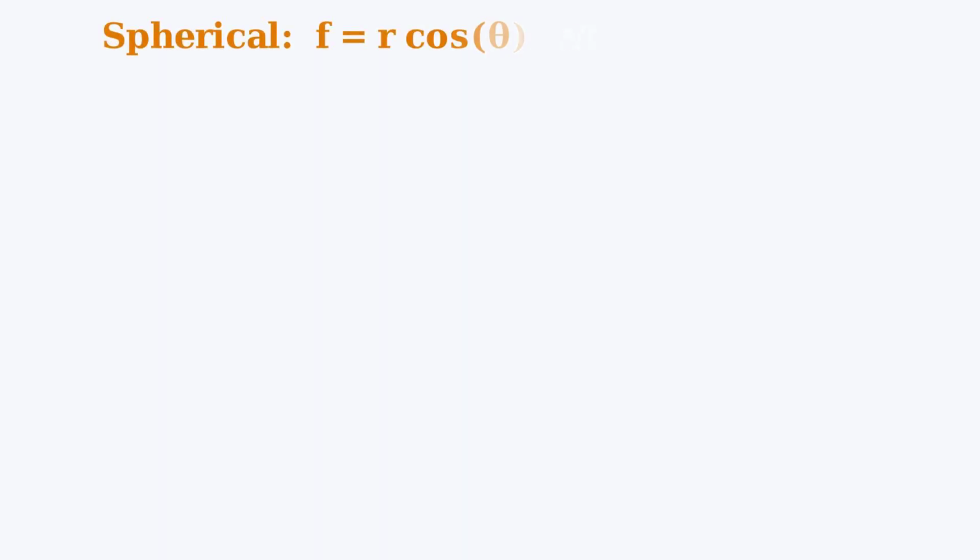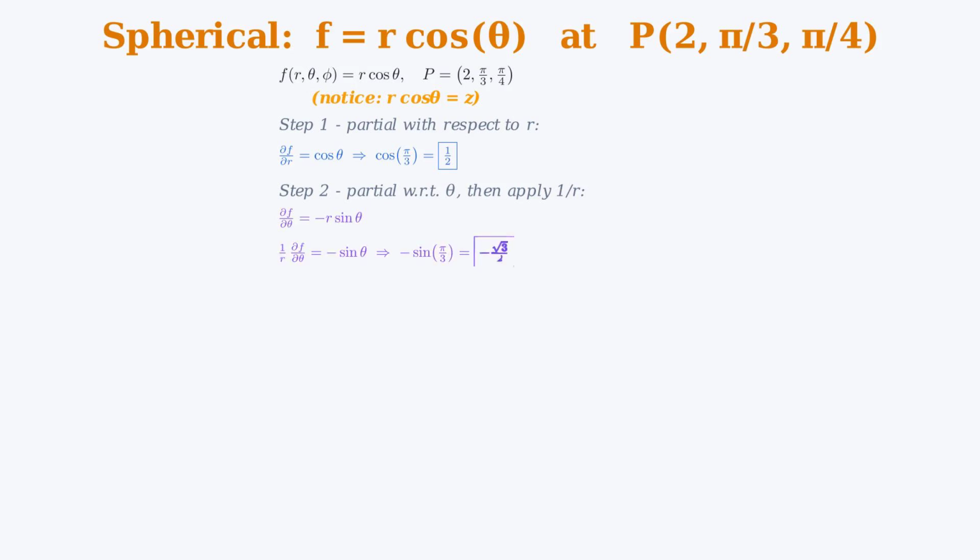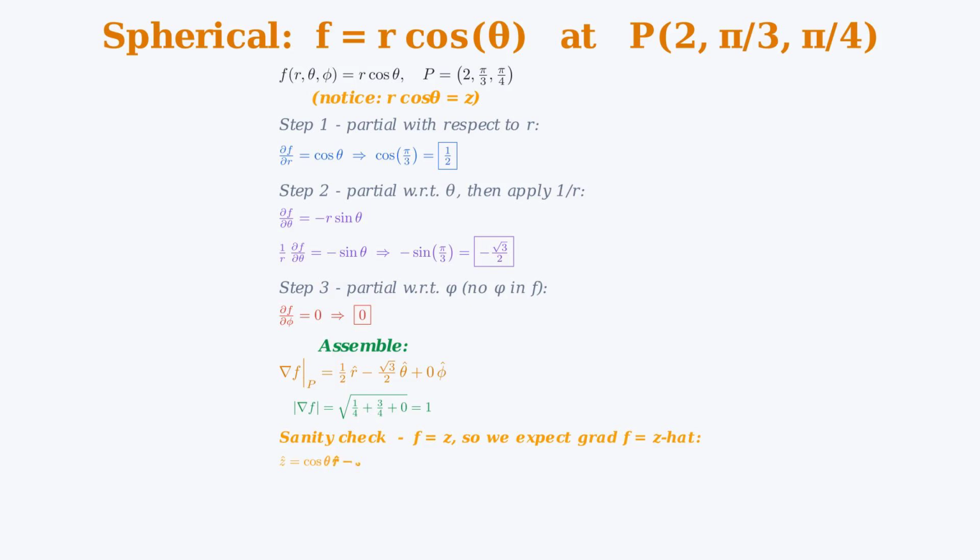Worked example 2, spherical. Take f of r, theta, phi equals r times cosine of theta. Our point is p equals (2, pi over 3, pi over 4). Before we compute, recognize this function. In spherical coordinates, z equals r cosine theta, so f is just z dressed up in spherical clothing. We already know that the gradient of z is z hat. After applying the spherical formula and the unit vector identity, we should land back at z hat. This is our sanity check at the end.